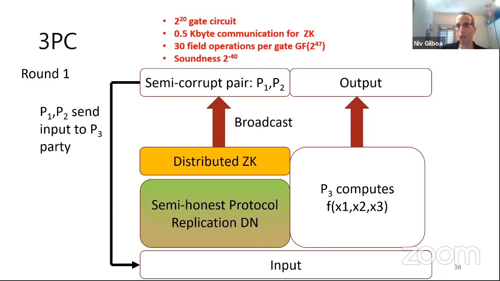Here are some numbers from our implementation. So we checked this for a circuit with 1 million gates, and compressing the proof as much as possible, we got it down to ½ kilobyte of communication. Soundness is 2 to the minus 40, and the computation now becomes larger. The bottleneck is the proof and the computation, all the linear operations to evaluate and to interpolate the polynomials. And we have about 30 field operations per gate.